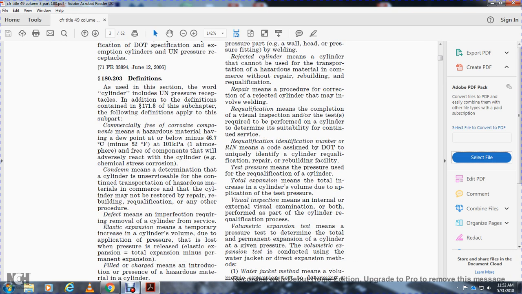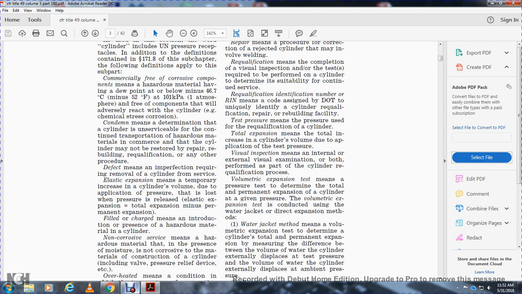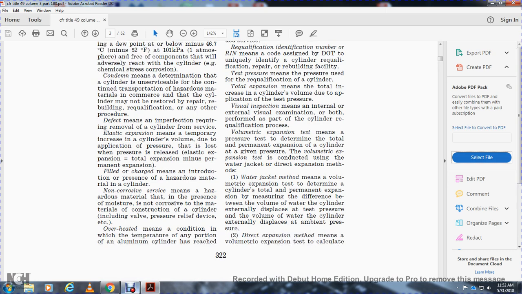Defect means an imperfection requiring removal of the cylinder. Elastic expansion means the temporary increase of the cylinder volume due to the application of pressure, with the loss of the pressure released. Elastic expansion is the total expansion minus the permanent expansion. Filled or charged means to introduce the hazardous material into a cylinder. Non-corrosive service means a hazardous material that, in the presence of moisture, is non-corrosive to the material of construction of the cylinder, including the valve, pressure relief valve, etc.